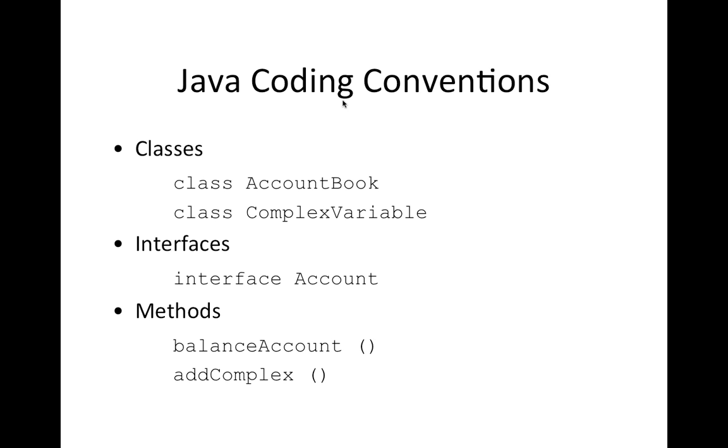Class ComplexVariable. I need not say noun, but it can be each word, just remember it like that. Class AccountBook, class ComplexVariable. And interface is the same as class, whereas methods are camel cased. That means the first letter of a method will be lowercase, and subsequent words will be followed with an uppercase first letter. That means balanceAccount. This is called camel case. And the name of the class is called type case, I think.